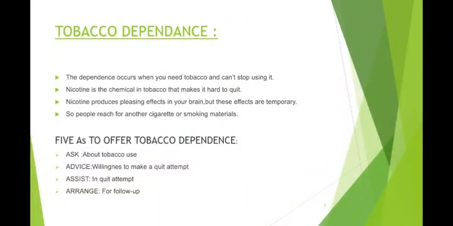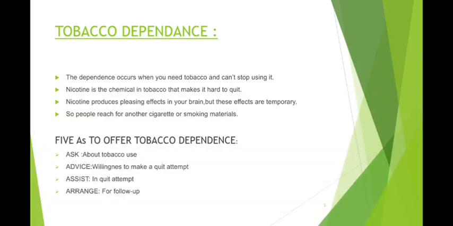What is tobacco dependence? Dependence occurs when you need tobacco and can't stop using it. Nicotine is the chemical in tobacco that makes it hard to quit. Nicotine produces pleasing effects in your brain, but these effects are temporary, so people reach for another cigarette or other smoking materials.